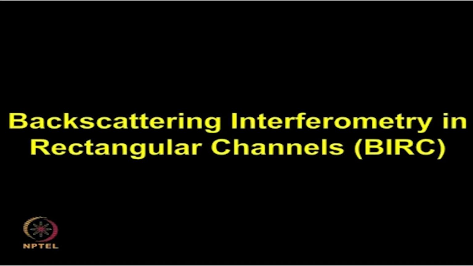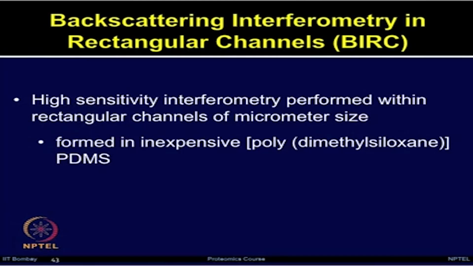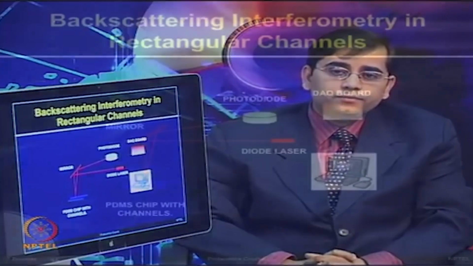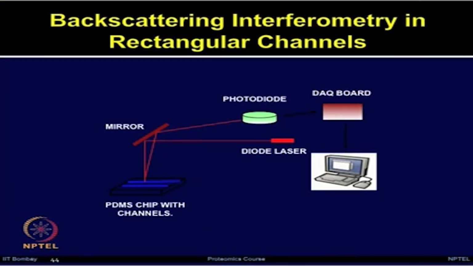One of the interferometry techniques is BIRC or backscattering interferometry in rectangular channels. Let us briefly look at this technique. This is a highly sensitive interferometry technique, which is performed within rectangular channels of micrometer size, which are formed in the inexpensive PDMS or poly-dimethyl siloxane. Here is the configuration of backscattering interferometry in rectangular channels, or BIRC. The micrometer sized rectangular channels are molded within the PDMS chips, and the interferometry principle is applied here for measurement of interference due to the biomolecules printed on the surface. BIRC has been applied for many applications.